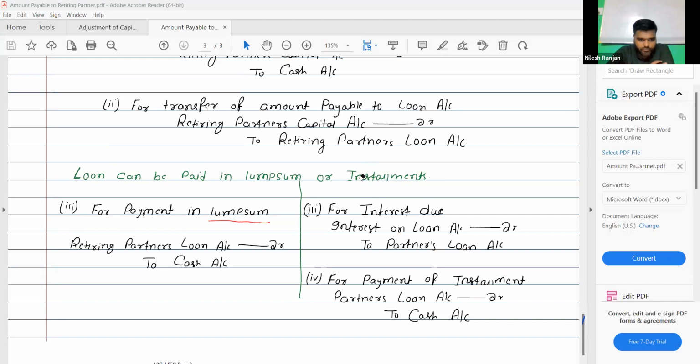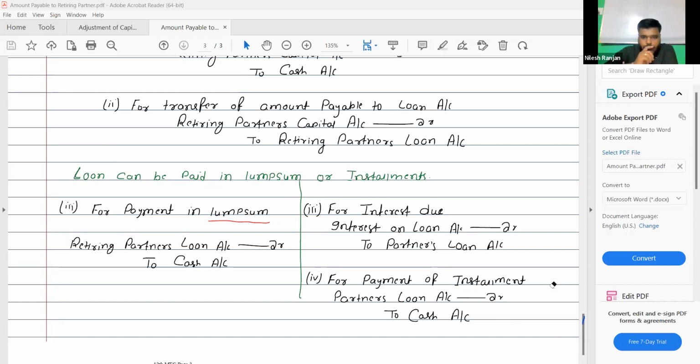So if you pay the loan in lump sum, then retiring partner's loan account debit to cash account, because it is paid at one time. So it is simple, retiring partner's loan account debit to cash account. But if it is paid in installment and we have to pay interest on that amount also, then these entries will be done: for interest due, interest on loan account debit to partner's loan account, for payment of installment, partner's loan account debit to cash account.